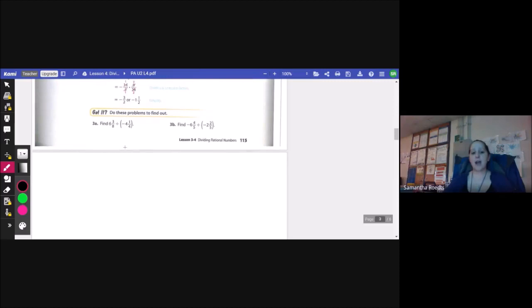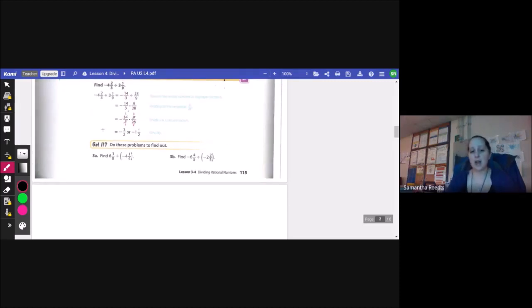Let's try it out. I have 6 and 3/8 divided by -4 and 1/4. So I want to change these to improper fractions. So 8 times 6 is 48. 48 plus 3 gives me 51 over 8. Okay. -4 and 1/4. 4 times 4 is 16, plus 1 is 17. So this is divided by 17 over 4. Remember to keep the negative sign.